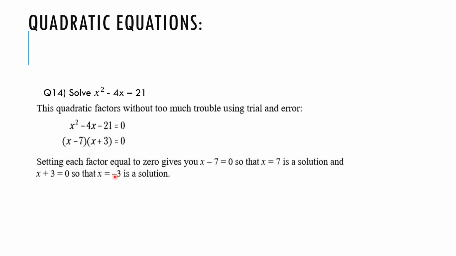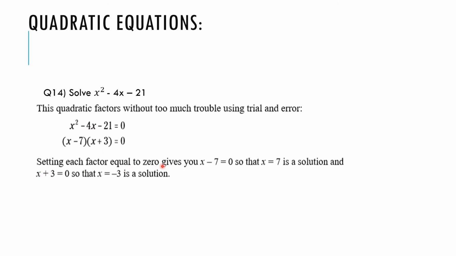Okay, let's have a look at some quadratic equations. Solve x squared minus 4x minus 21. This quadratic factors without too much trouble using trial and error. We have x squared minus 4x minus 21 is equal to 0. We need an expression such that the product is minus 21 and the sum is minus 4. So (x minus 7) and (x plus 3) is equal to 0. Minus 7 times plus 3 gives us minus 21, and minus 7 plus 3 is minus 4.